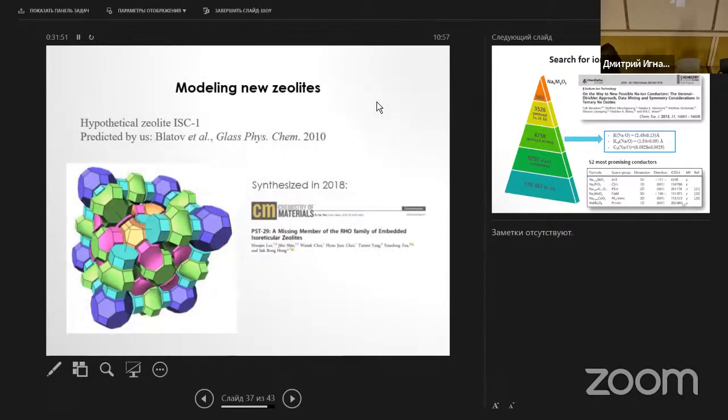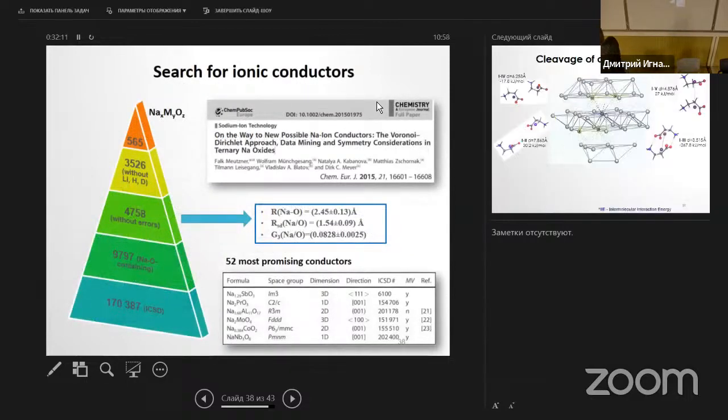This is some new zeolite. This is porous framework, porous material, which first was predicted by us 10 years ago, and then successfully synthesized in practice by our colleagues from South Korea. This is our work with German colleagues, this is search for new ion conductors. In this case, these are sodium conductors.